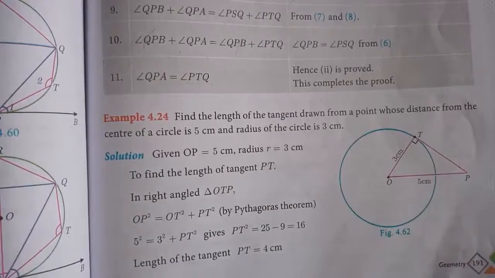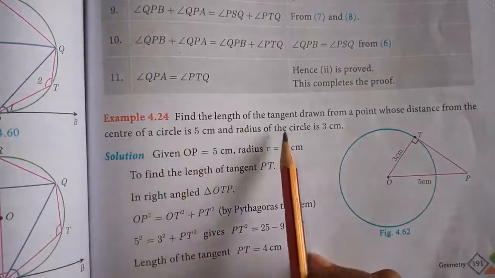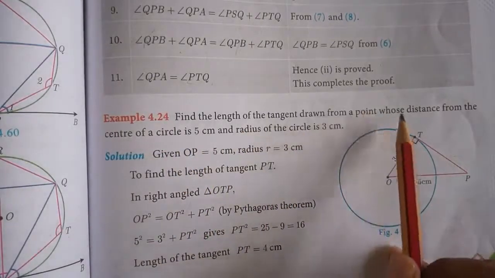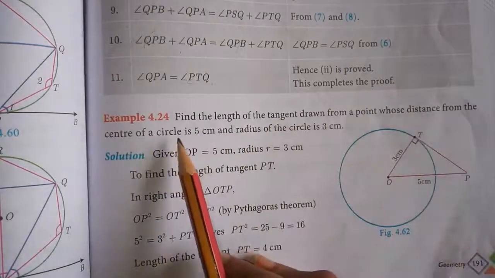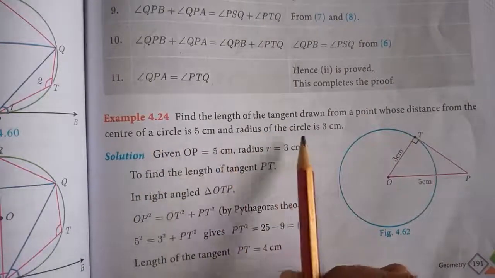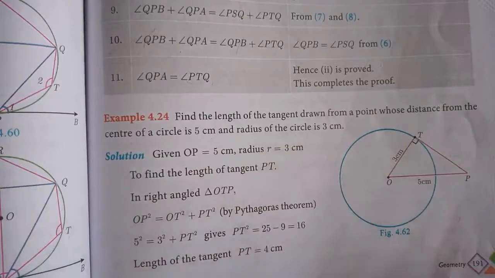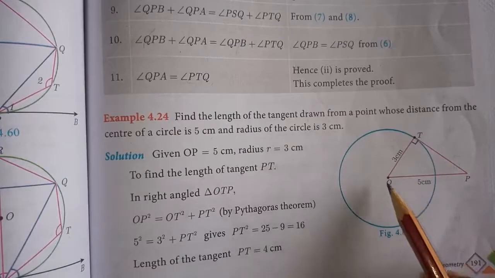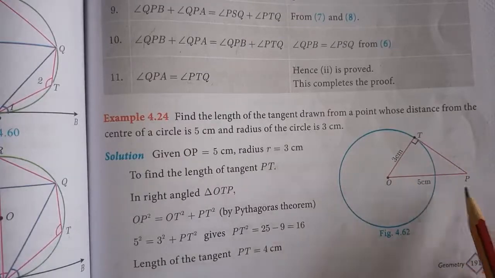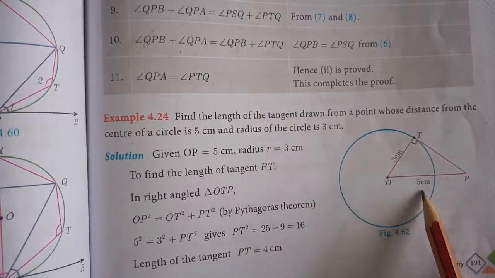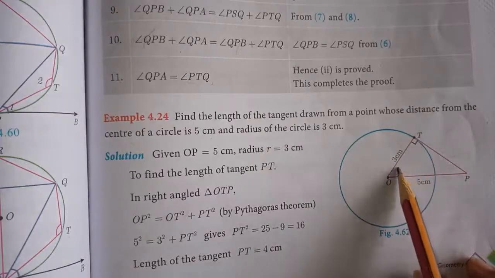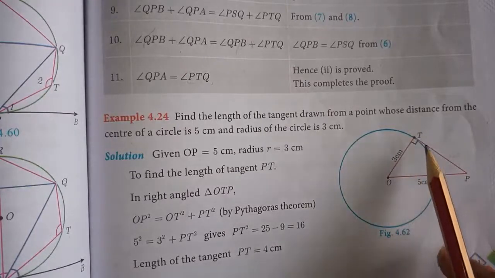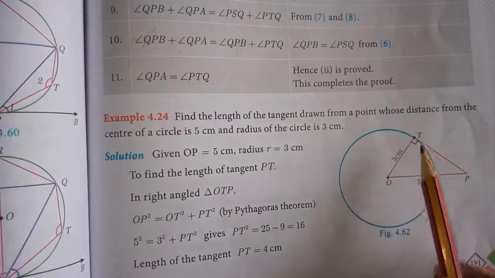Next example 4.24. Find the length of the tangent drawn from a point whose distance from the center of the circle is 5 cm and radius of the circle is 3 cm. The problem belongs to page number 191. So here we can see a circle. The center point is O and O to P the measurement is 5 cm and the radius of the circle R is equal to 3 cm. Now join TP.